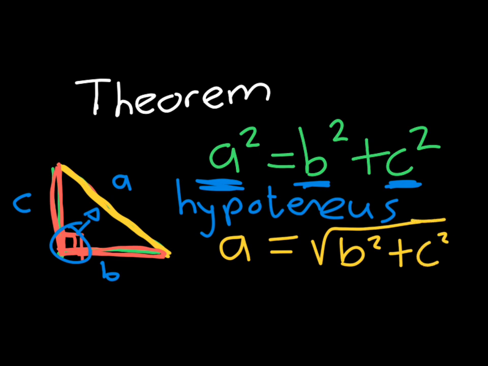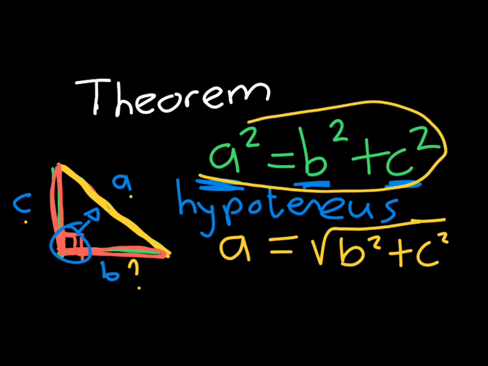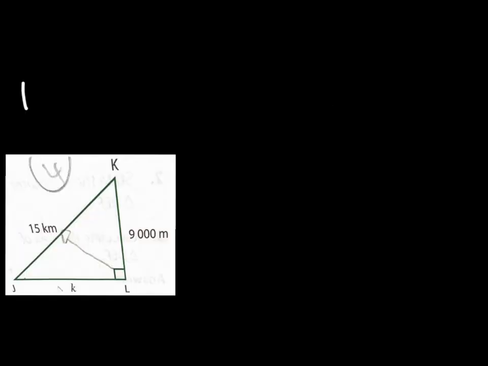And remember, if we were trying to find out one of the other missing sides, for example, let's say we already knew C and we already knew A, and we had to find out what B was, we would have to change this formula around to make B the subject of the formula. And I'll show you how to do that in the examples to come.